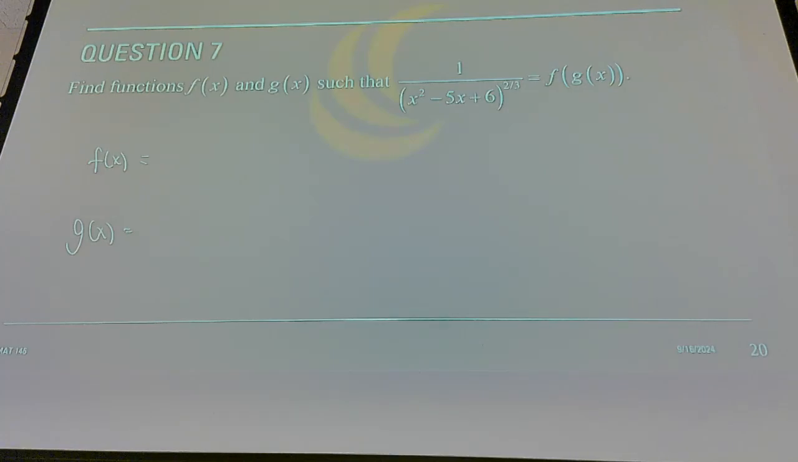G of x, x squared minus 5x plus 6. What would f of x be then? 1 over x to the 2/3. Or x to the minus 2/3 I would also accept.